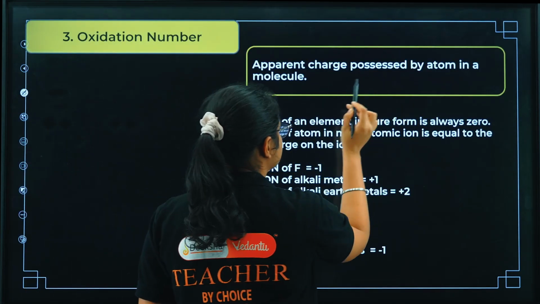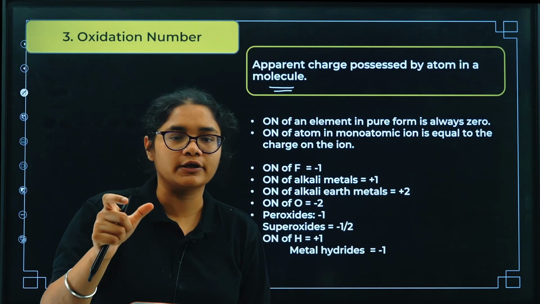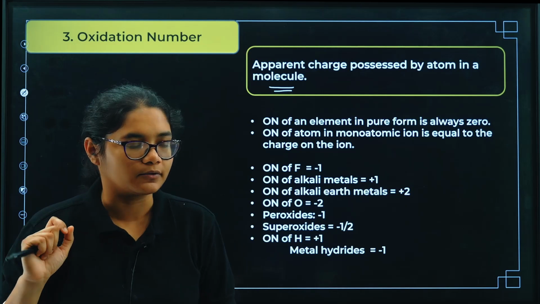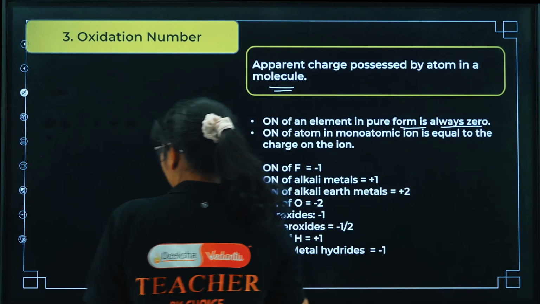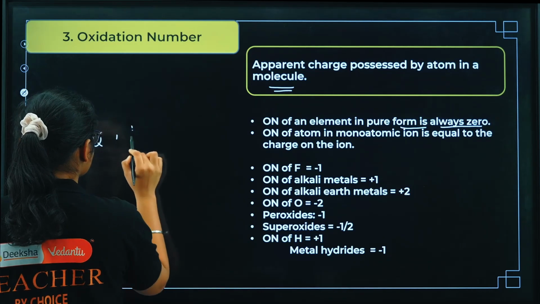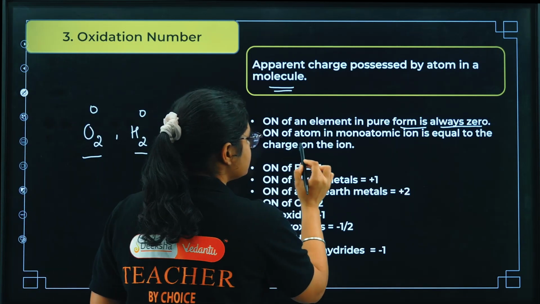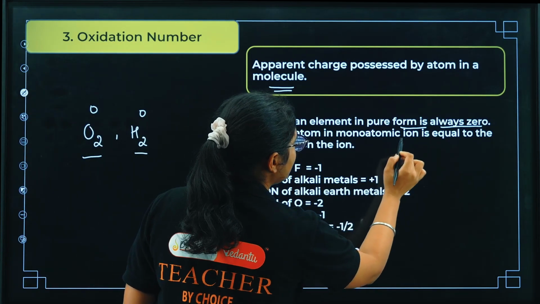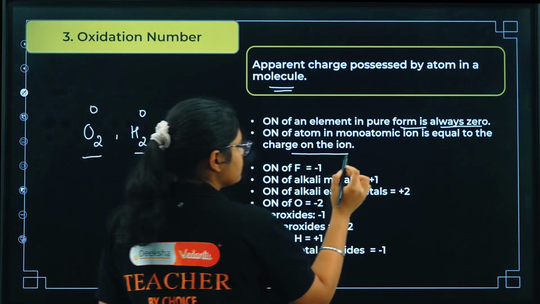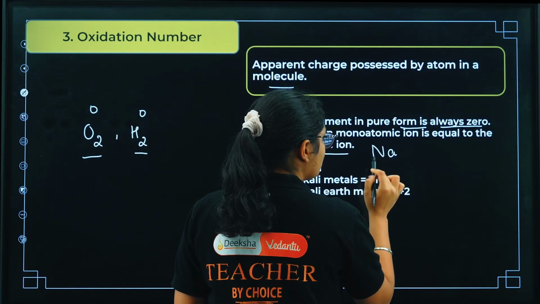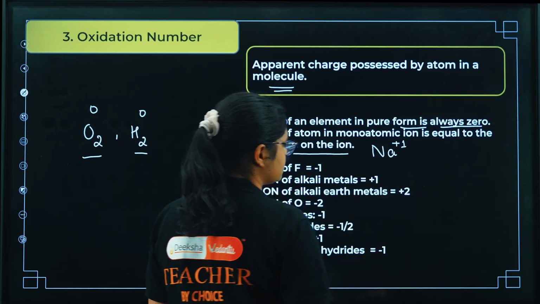Oxidation number is the apparent charge possessed by an atom in a molecule. So what is the charge of one atom in a particular molecule? That is called the oxidation number. Now, the oxidation number of an element in pure form is always 0. For example, the oxidation numbers of O2 and H2 are 0 because they are in pure form. Next, the oxidation number of an atom in a monoatomic ion is equal to the charge of the ion. For example, sodium is a monoatomic ion, its valency is +1, so its oxidation number is also +1.